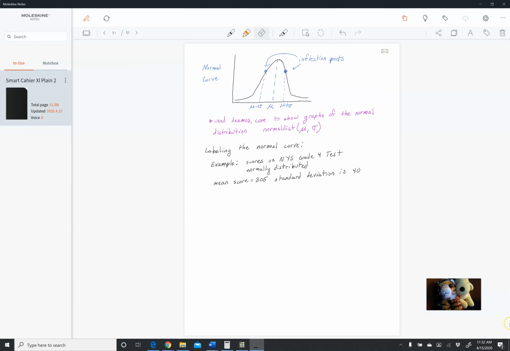Okay, so let's graph this. If we graph it again, we don't really care about the height. What we're doing is just showing you how it's being labeled. So we're saying the mean, which is the center, is at 305. Now, the way the curve is going to change is we're going to go 40 to the left and 40 to the right. So 40 to the left is 275.